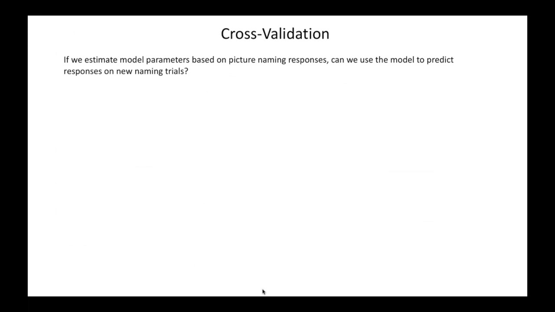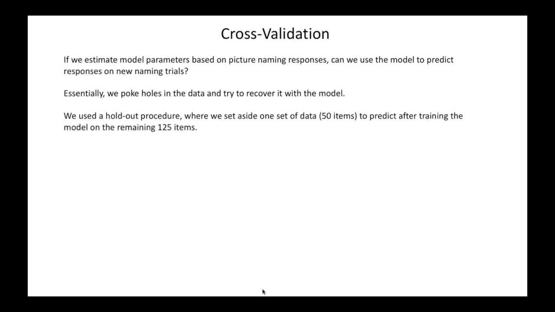So cross-validation: we can look at whether, if we estimate model parameters based on picture naming responses, we can use that model to then predict brand new picture naming data. Essentially what we do is we poke holes in our data and try to recover the missing data with the model. We set it aside, so we use a holdout procedure. We only do this once because we have lots of data. There are different ways you can do cross-validation. This is actually fairly standard in industry as I understand it, but we only did this once. We use a holdout procedure where we set aside one set of data, 50 items, and we predict per person. We train the model on 125 items and predict the 50 items.